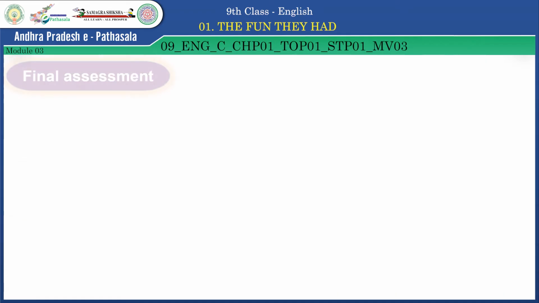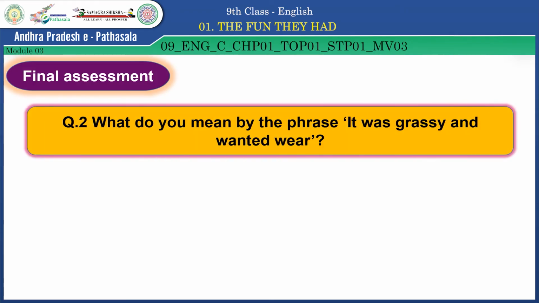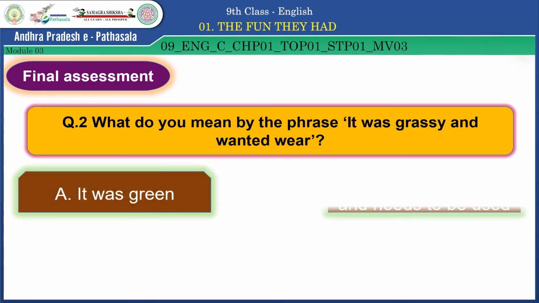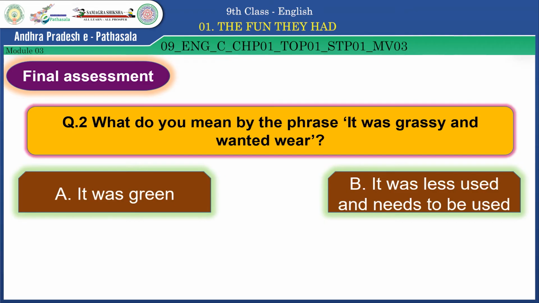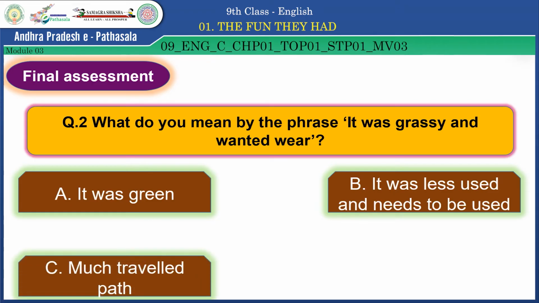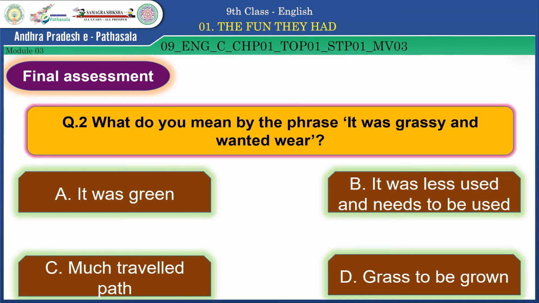What do you mean by the phrase it was grassy and wanted wear? It was green, it was less used and needs to be used. It's a much traveled path, or the grass is to be grown. Yes, the right answer is B. It was less used and needs to be used. Hooray!